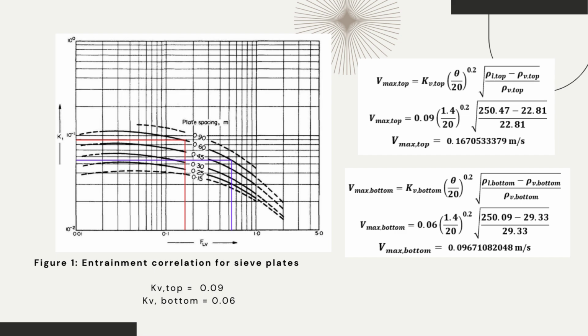So for the bottom, pretty much the same. K then the theta over 20 and 0.2 at the exponent. The only difference is that instead of getting the density from the top, we will use the bottom ones. So our Vmax bottom is 0.0967 meters per second.